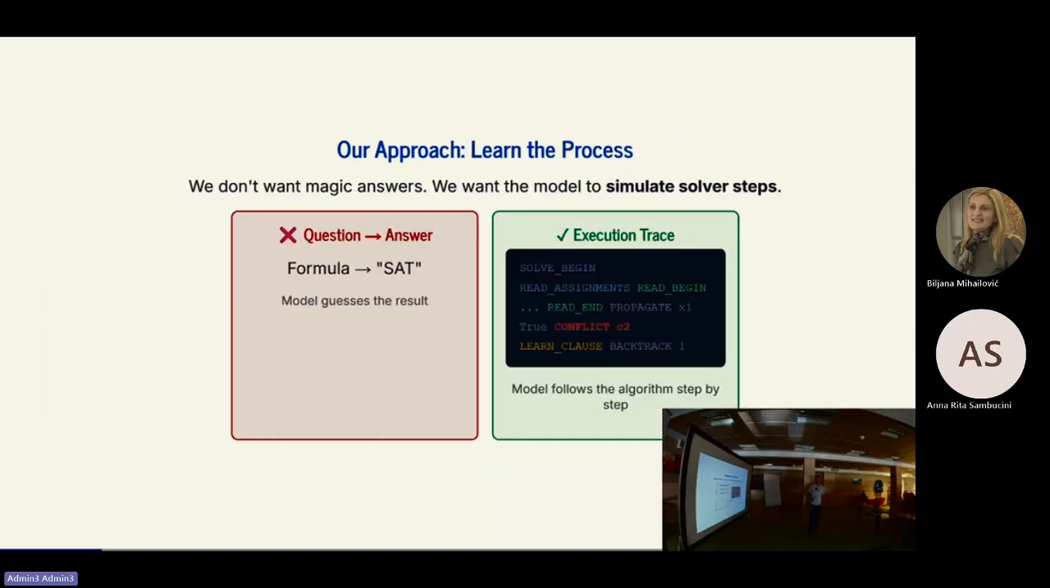So this is our approach. We don't only want the formula and the output, but we would like to predict all of the tokens from the execution trace. So we can see if the model can follow the algorithm step by step.